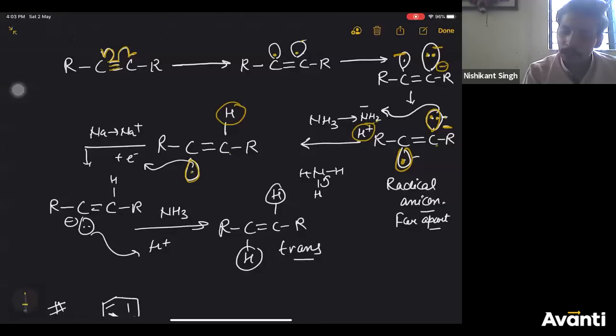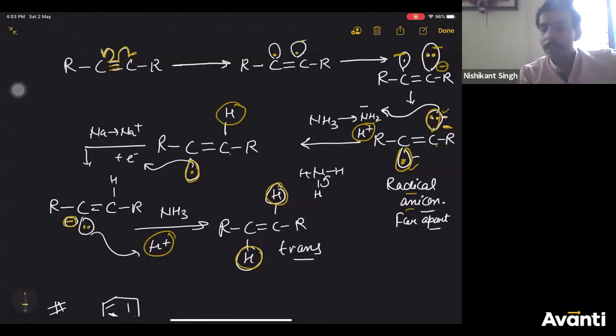There is a free radical here. Sodium will give an electron to it. It will become a radical with a negative charge. Again, it will take H+ from ammonia so that it will get a C-H bond here. Both the C-H bonds are opposite to each other because the radical and anion stay 180 degrees apart. Since they stay 180 degrees apart, both the hydrogens will be attached 180 degrees apart.